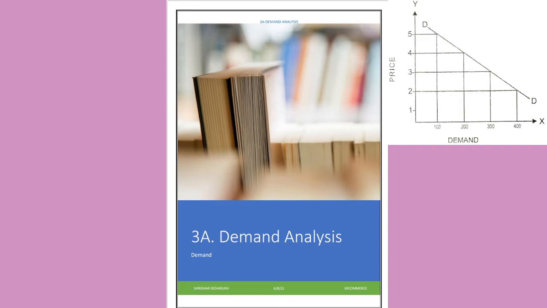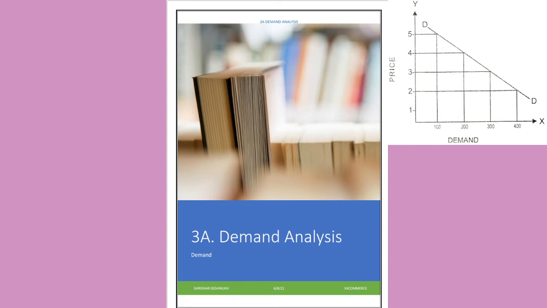The next concept is why the demand curve slopes downward from left to right. There are various reasons. The first reason is the law of diminishing marginal utility. Then income effect, substitution effect, composite demand, new customers. All these are the reasons which we study in further lectures in detail, for why the demand curve slopes downward from left to right.